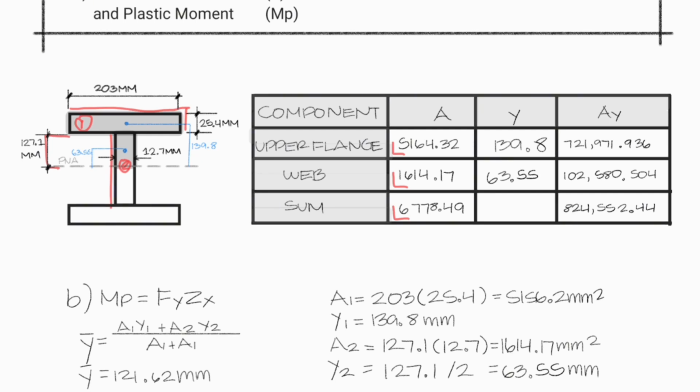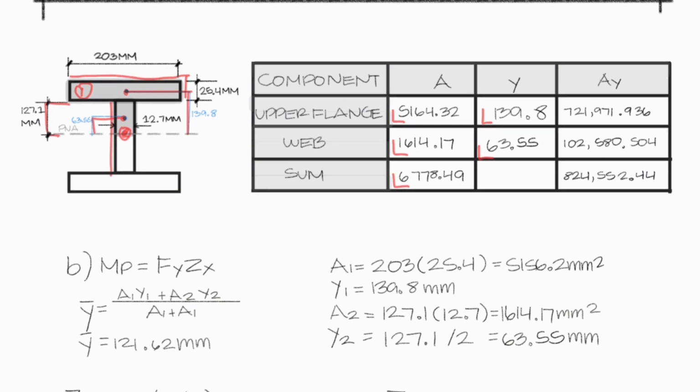Now we need the distance from the centroid areas to, once again, the neutral axis. This time it is the plastic neutral axis. So half of 25.4 millimeters up until the plastic neutral axis, which is 139.8. Same thing with the web, which is 63.55. Now multiply both the distance and the area, and we will get these answers, and once again, get the summation.